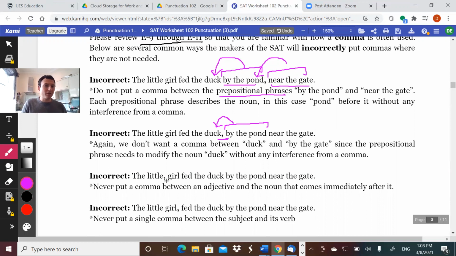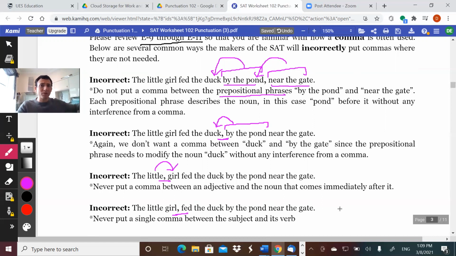For the same reason that you really wouldn't want to put a comma between the adjective little and the noun girl. Just like we want by the pond, that prepositional phrase, to describe duck without any interference, we want little, this adjective, to describe girl without any interference. And then last but not least, sometimes you'll see a comma between the subject and the verb that immediately follows it. That's also a big no-no.